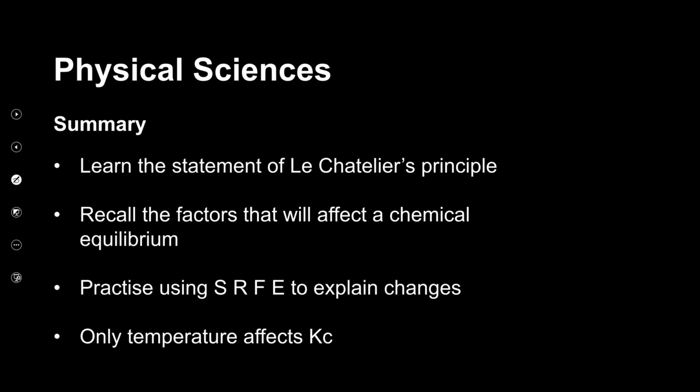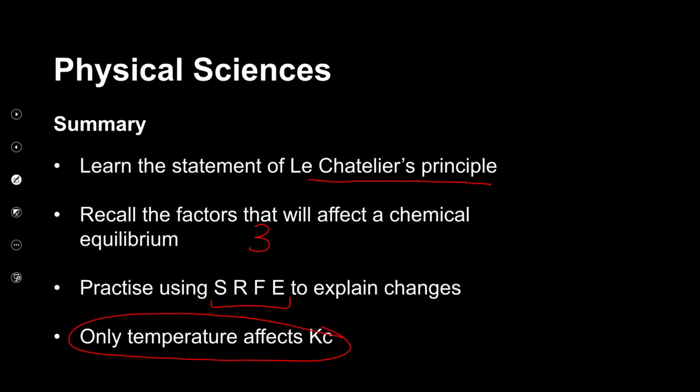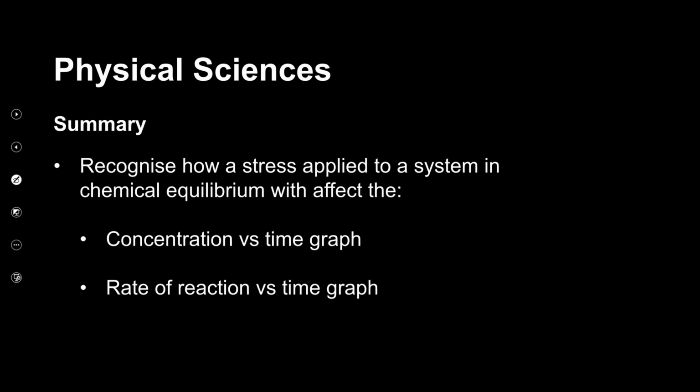To summarize, remember you must learn your Le Chatelier's principle off by heart. They like to ask that one in the exam. You must recall the factors that will affect the chemical equilibrium. Remember, we have 3 of those. Practice using the answering method that we explained to you today, and only temperature affects the Kc. Recognize how a stress is applied to a system when it's in chemical equilibrium and how that will affect the concentration and the rate versus time graphs. Remember, it's 2 different graphs.